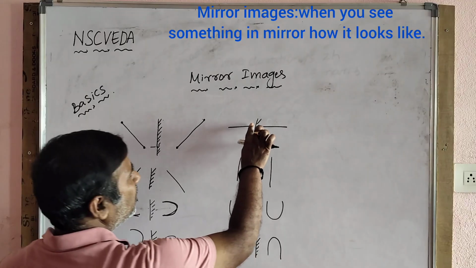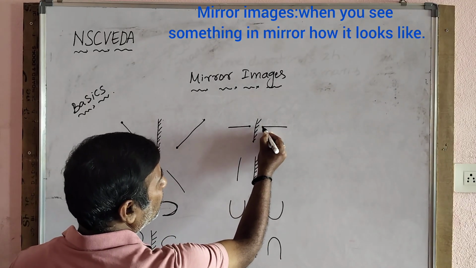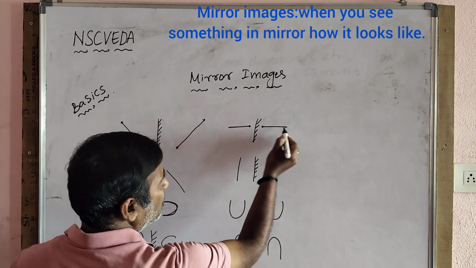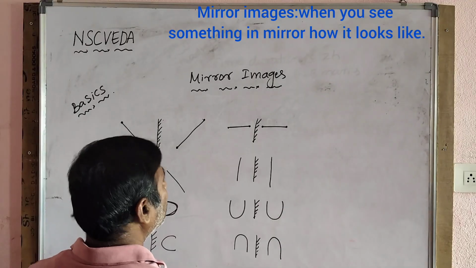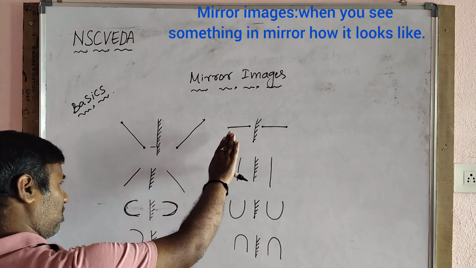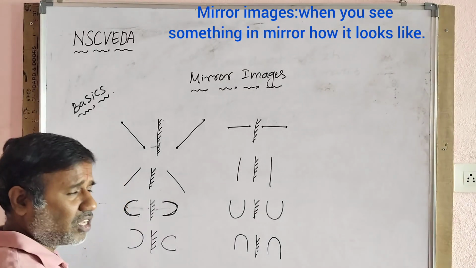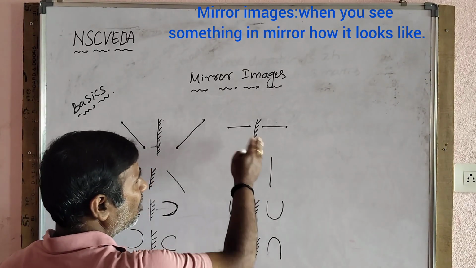A sleeping line is seen as a sleeping line, but you see this point is nothing but this point. Whichever is near to the mirror, that is this point. This far away point is nothing but it. A standing line. So the images which look the same in the mirror are called symmetrical shapes.